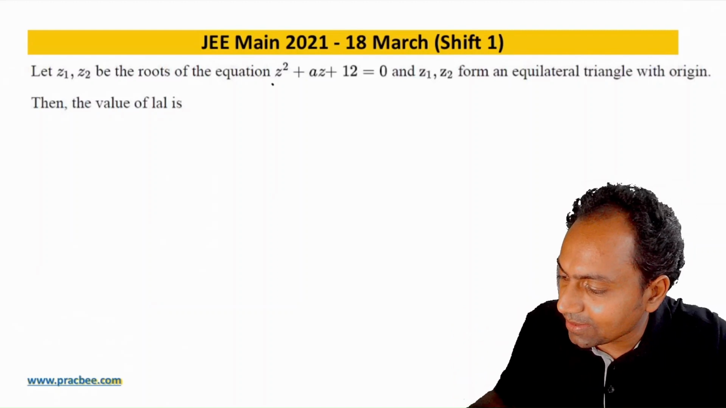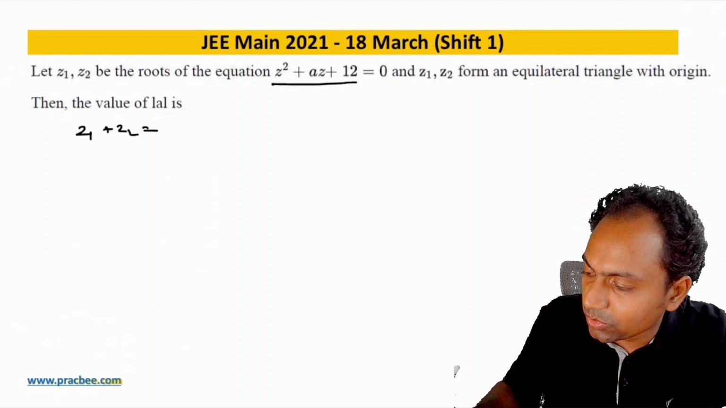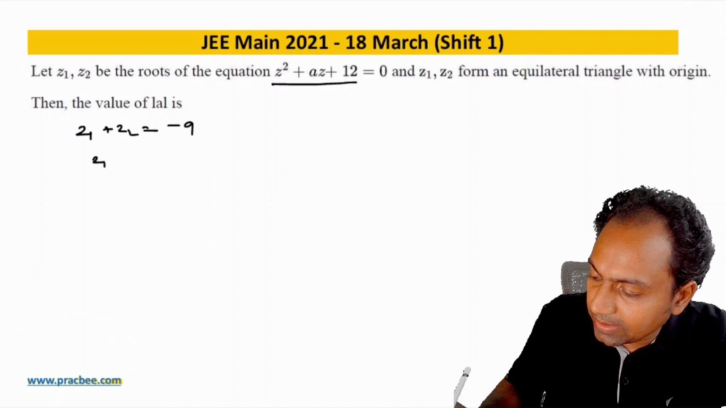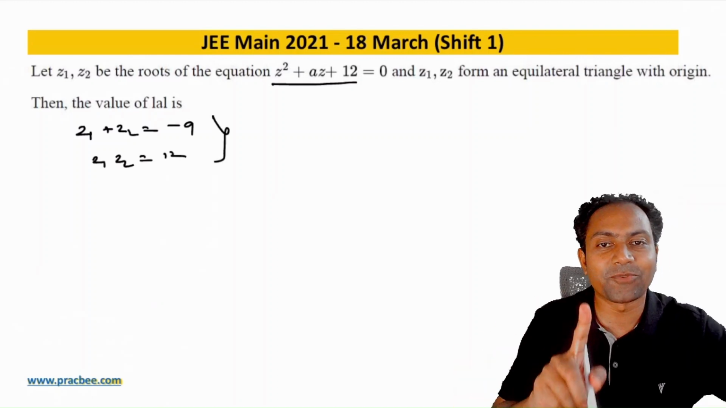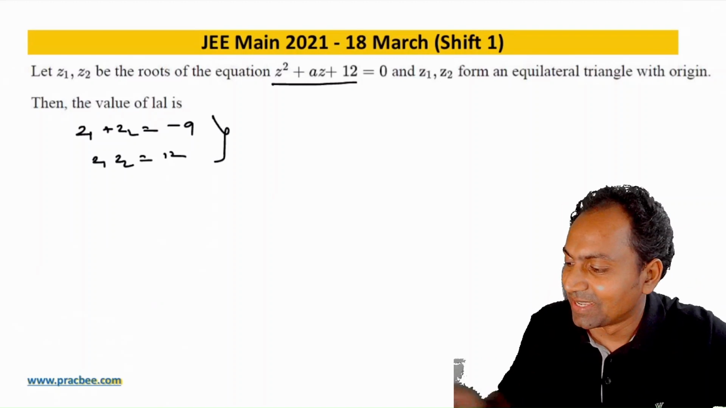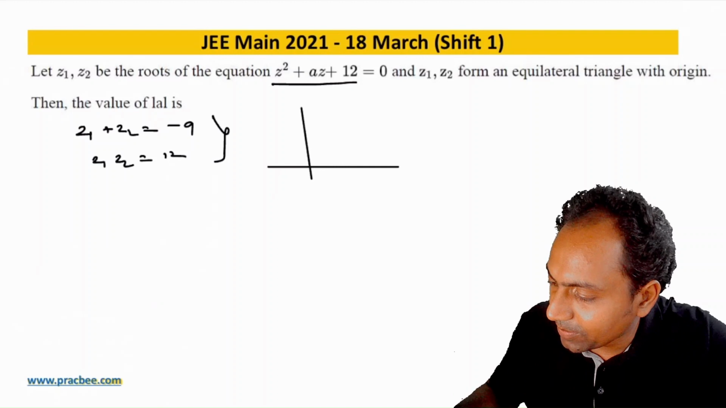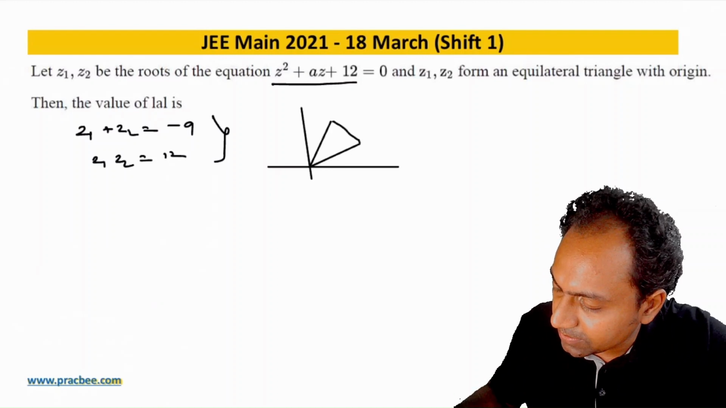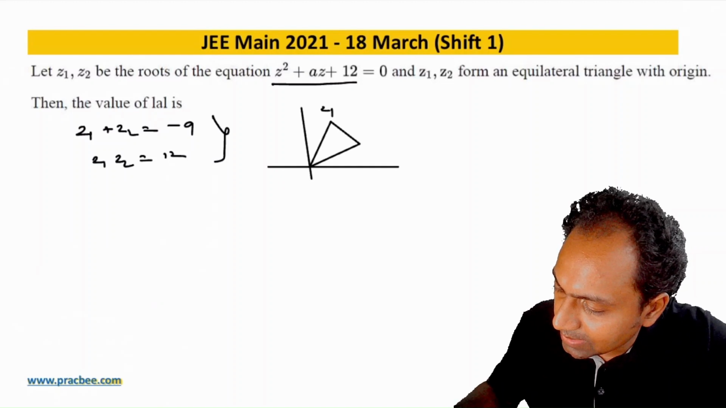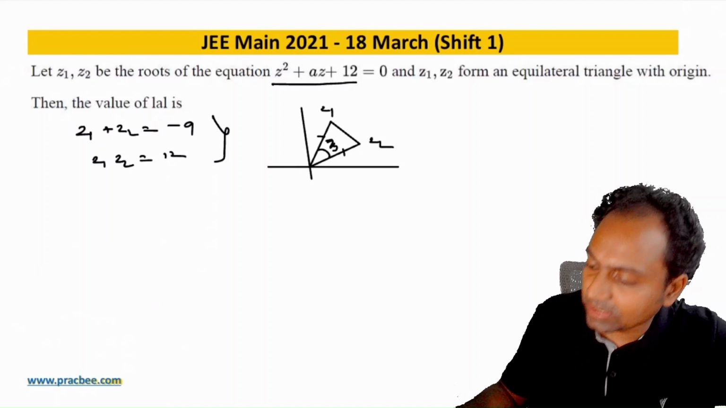So let us say that there are two roots here. If you have two roots z1, z2, then the sum of roots is nothing but minus a, and the product of roots is nothing but equal to 12. This is one set of results that we are getting from the relation between roots and coefficients. Now what they're saying is, if I take these roots z1, z2 and origin, they form an equilateral triangle. Let us say that the equilateral triangle is of this format. So this is my z1, this is my z2, and since this is equilateral, this angle is pi by 3, and these both sides are equal.